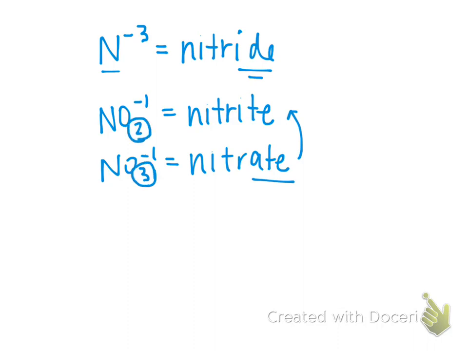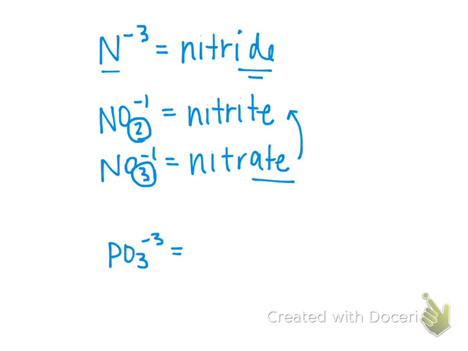One less oxygen. Between -ate and -ite, the only difference is that there is one less oxygen. The charge does not change, okay? So if you look between nitrate and nitrite, the only thing that's different is one less oxygen. The same rule is true for phosphate and phosphite.